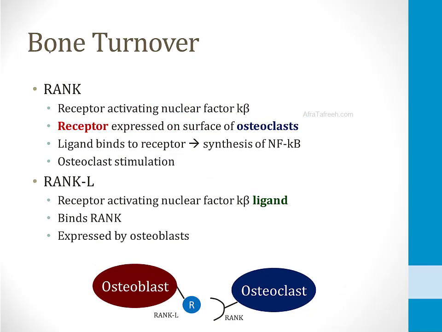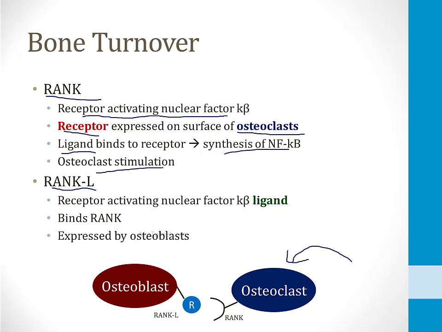The first signal from the osteoblast to the osteoclast that we're going to talk about is RANK and RANK L. So RANK stands for receptor activating nuclear factor kappa beta. This is a big, long, confusing name, but basically RANK is just a receptor, and it's expressed on the surface of osteoclasts, as I've shown in my picture at the bottom of the screen here. When this receptor binds to something called a ligand, this leads to synthesis of nuclear factor kappa beta in the osteoclast, and that stimulates the osteoclast.